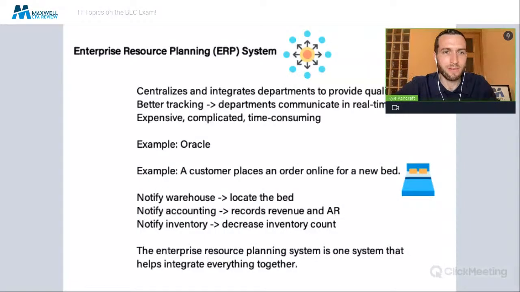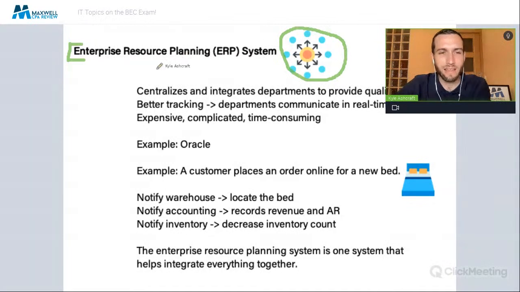And next, let's talk about a more important term, which is enterprise resource planning system. You're going to see this term come up pretty often on the IT section. So it's really important to understand. And this visual here is going to help us understand it just a little bit better. So at a high level, an ERP system helps us to centralize and integrate the departments in our company to provide quality information. So let's take a step back for a moment.